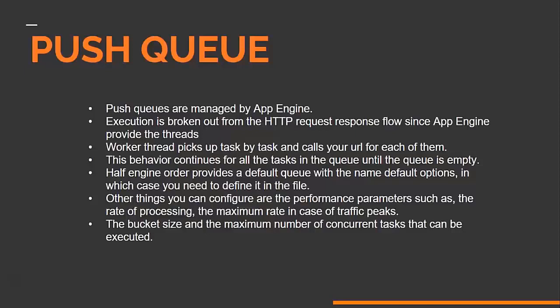First, to note this, there is a queue configuration file where you define queues when you do development. All the queues have a unique name. For all applications, App Engine automatically provides a default queue with the name default, in which case you do not need to define it in a file. The other things you can configure are the performance parameters such as the rate of processing, the maximum rate in case of traffic peaks, the bucket size, and the maximum number of concurrent tasks that can be executed.